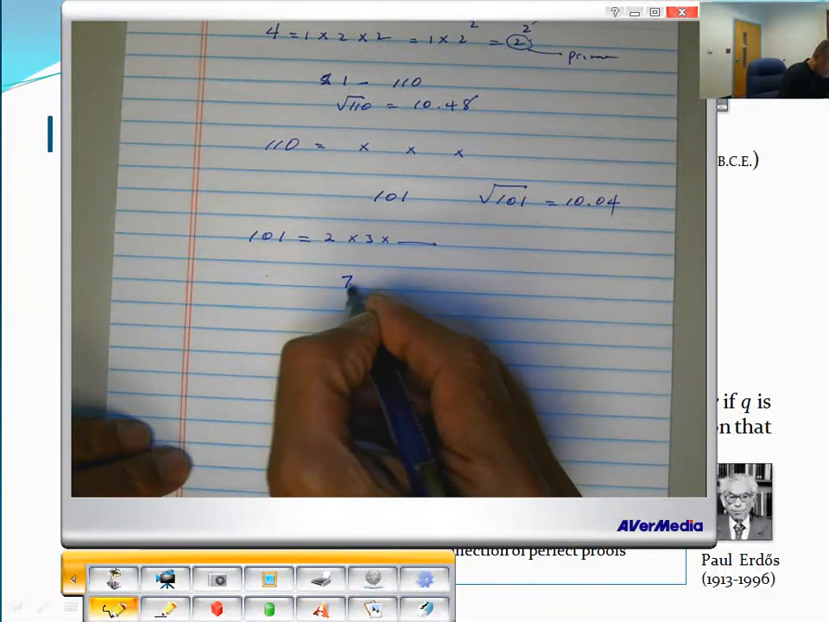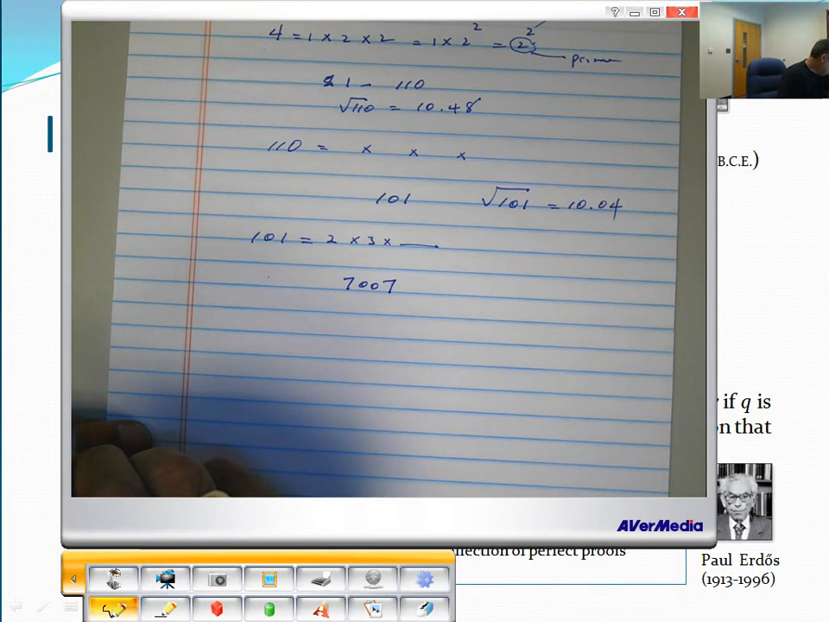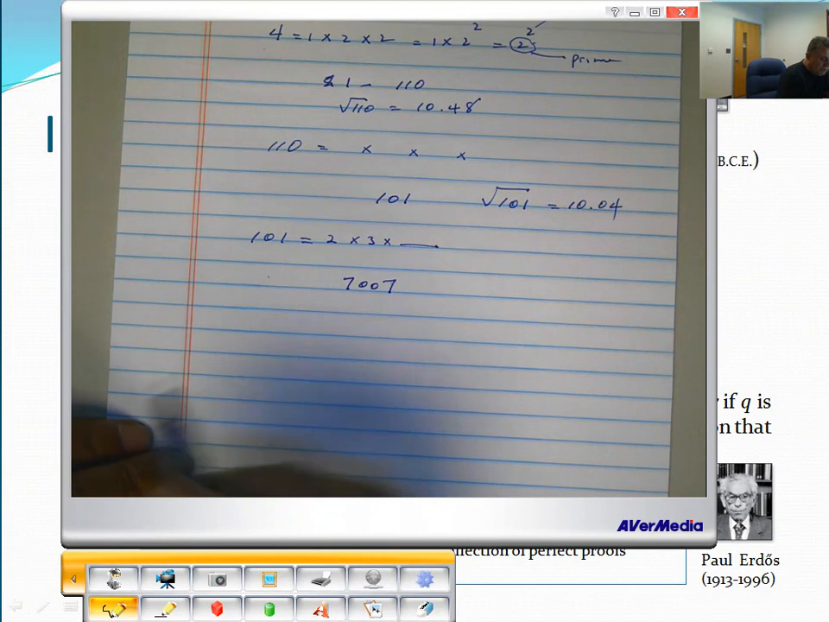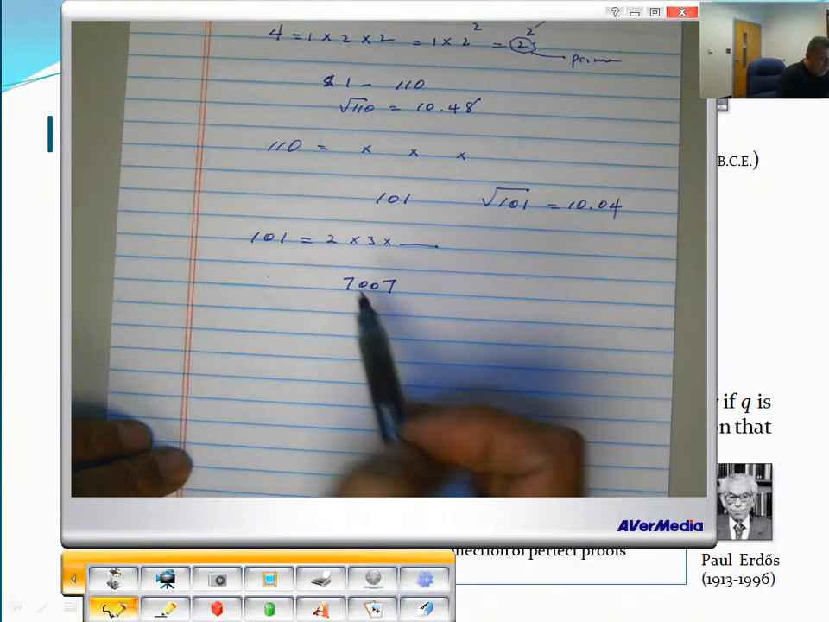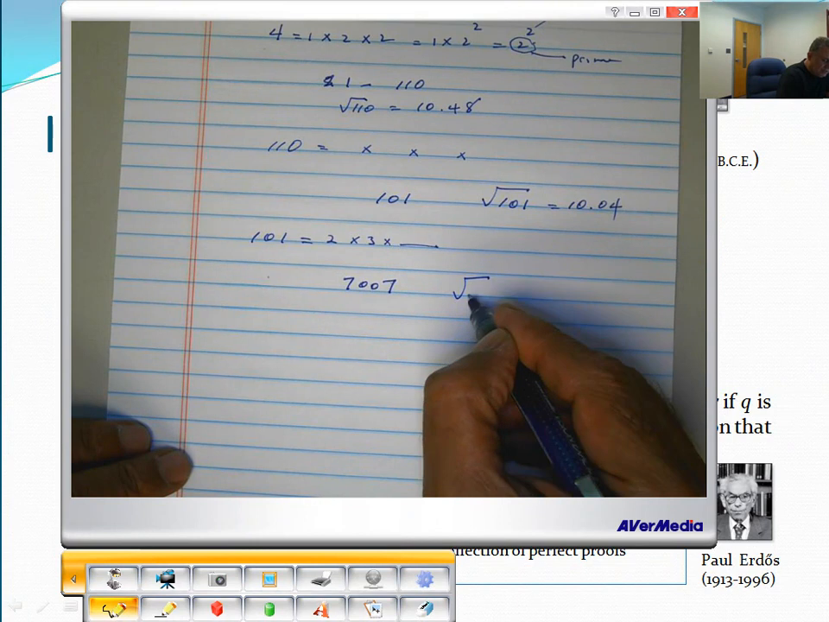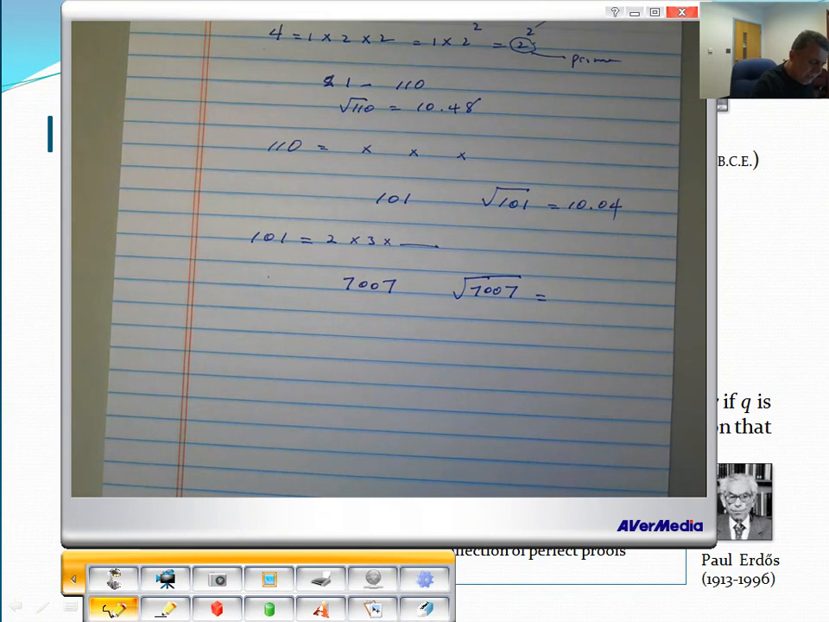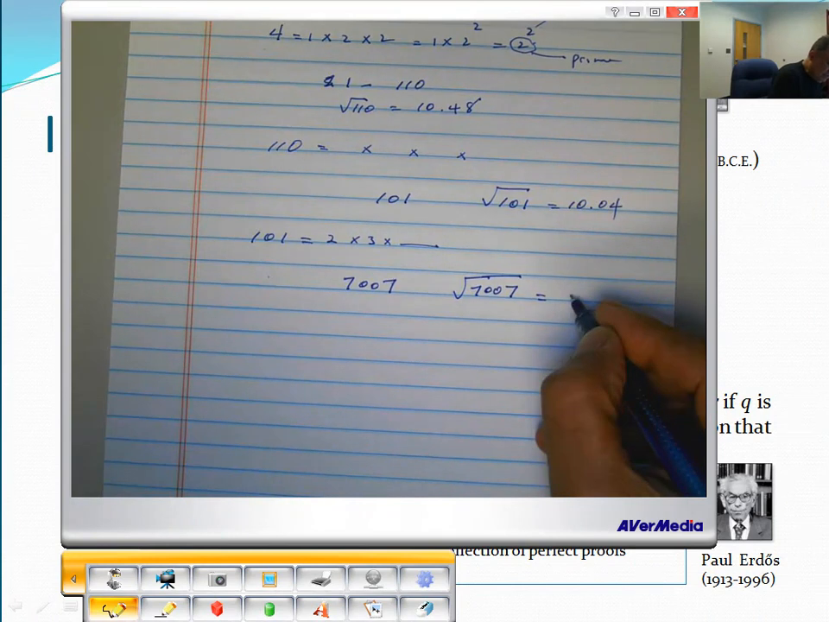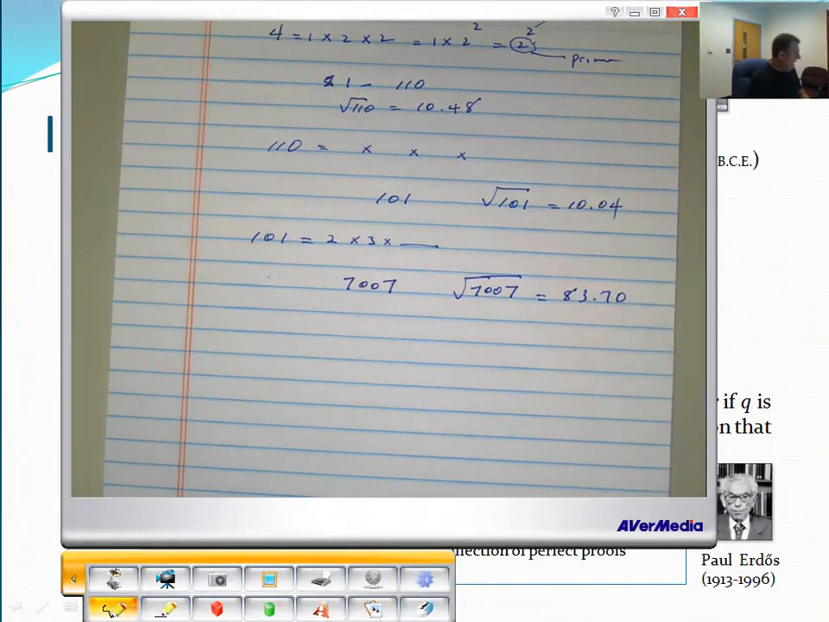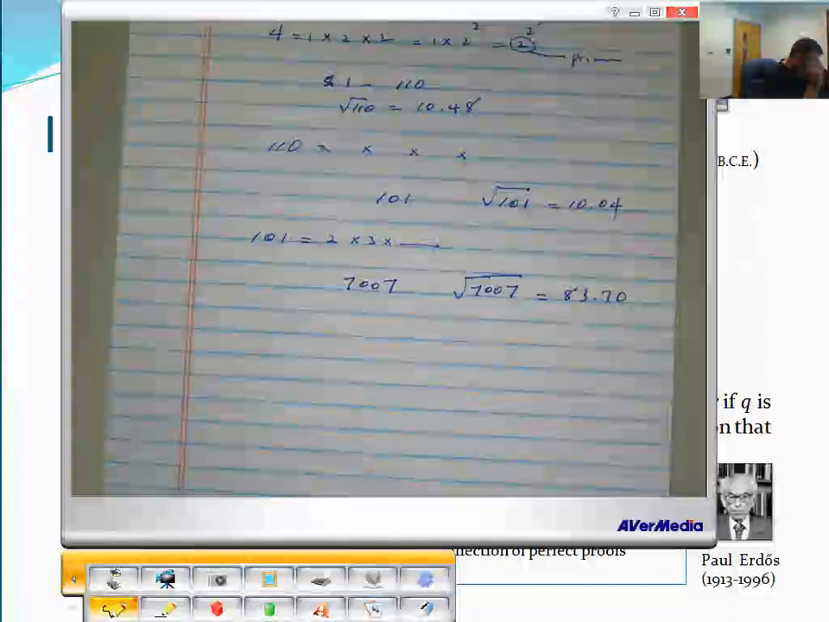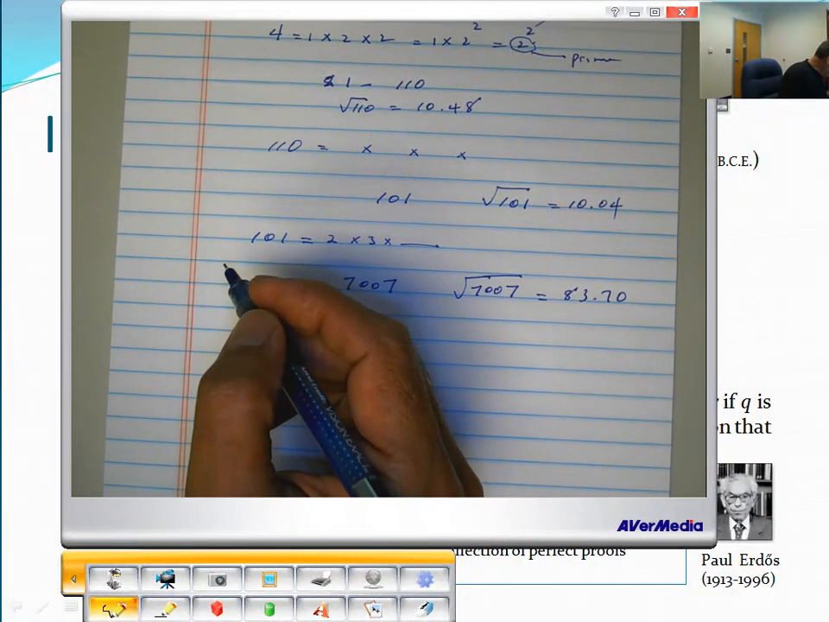For example, let's get to another example. What's the factorization of 7007? All right, 7007, and the way you do it, you always try to divide. First, you calculate the square root of 7007, and that would be 83.70, and then we start dividing it by all prime numbers to see how we can factorize 7007.